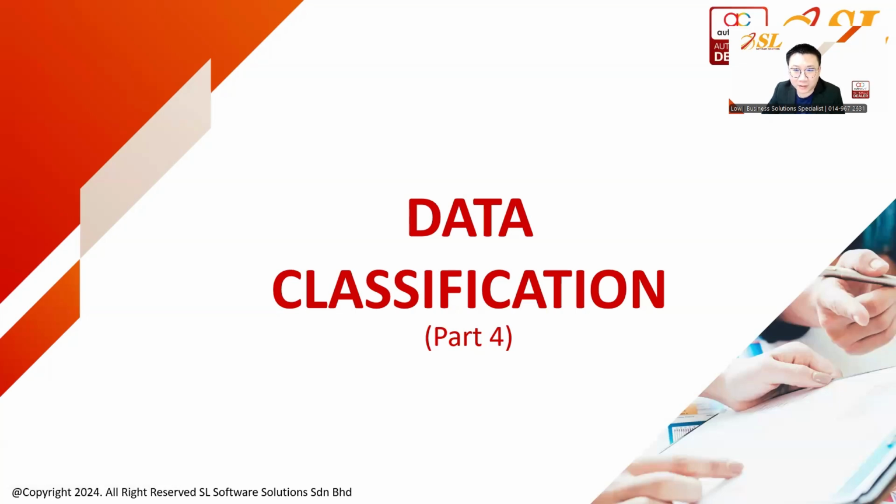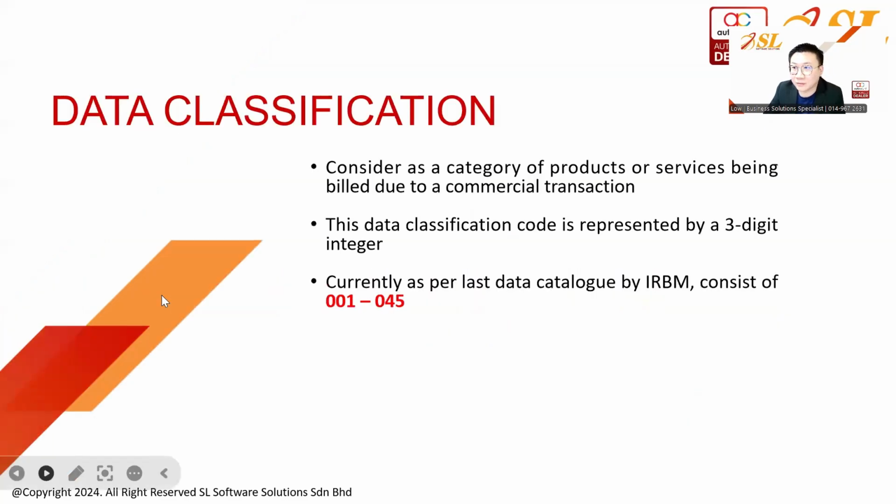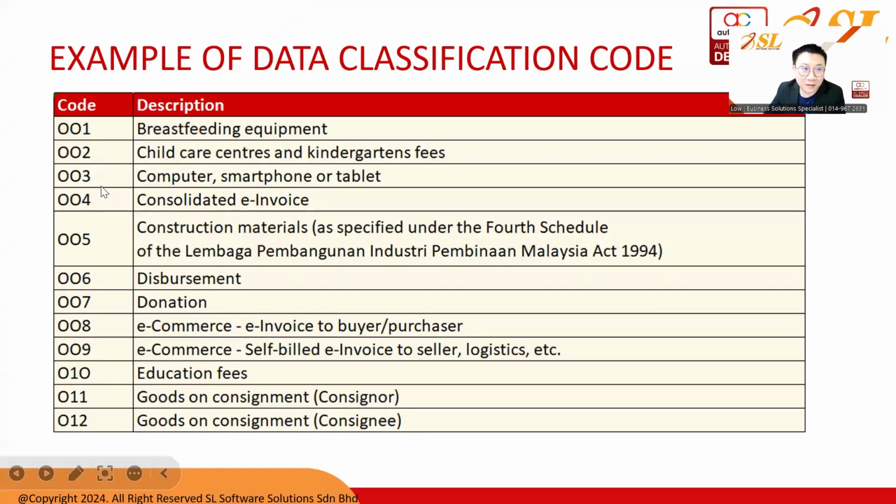Okay, part 4 is regarding the data classification. So what is data classification? Previously, one of the very important fields out of the 55 fields is the data classification code. This data classification code is a 3-digit number from 001 until 045. Altogether there are 45 codes. This classification code is kind of an item group or item category, and this item group and category is related with the tags or related to some data analysis purpose.